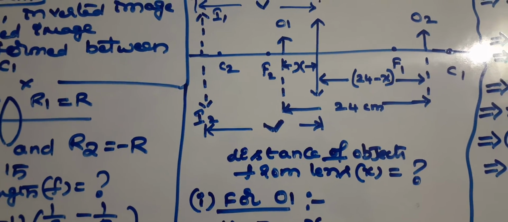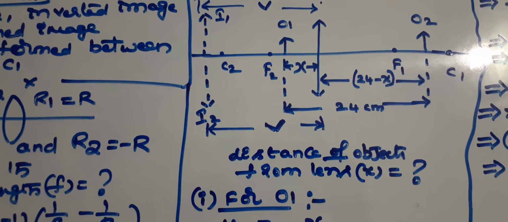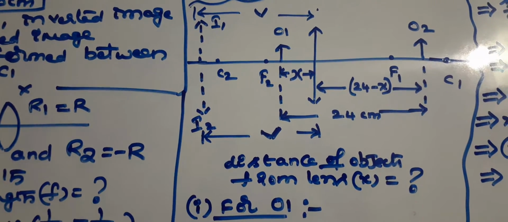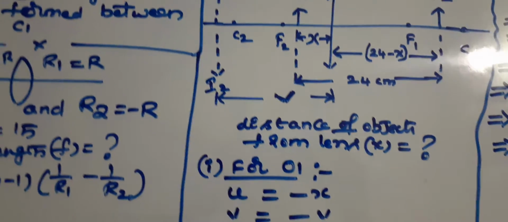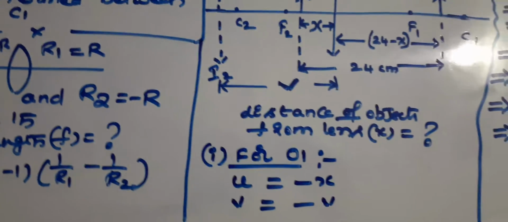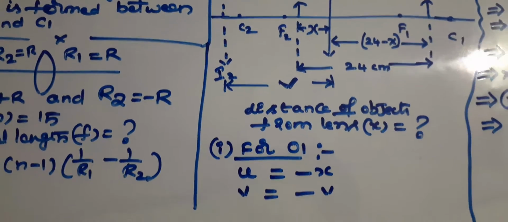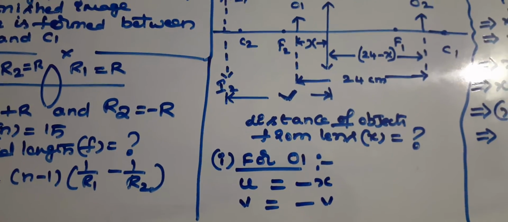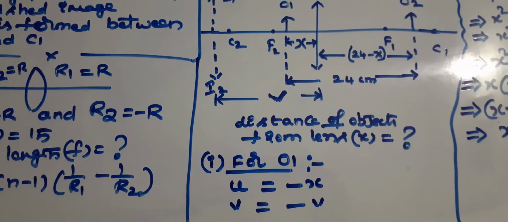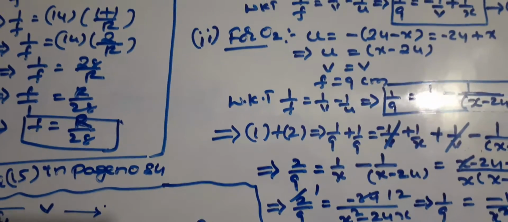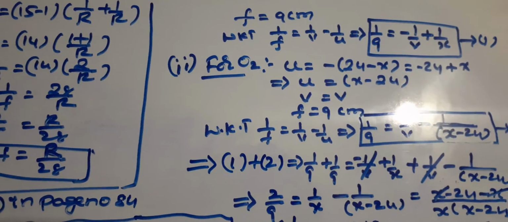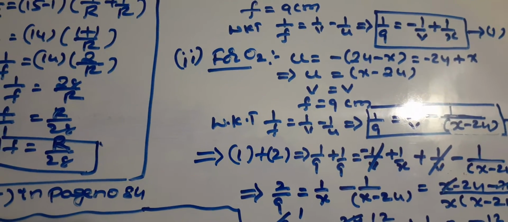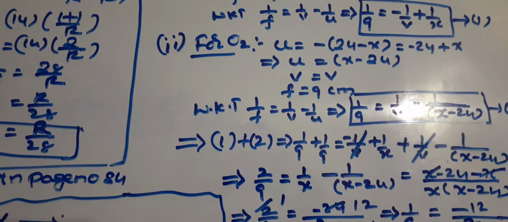So O1 to lens is X, O1 to O2 distance is 24 centimeter, and the distance from lens to object 2 is 24 minus x. For O1, from sign convention, students, object distance is minus x, image distance is minus v, and focal length of the lens is given in the problem, that is 9 centimeter. From lens formula we can get 1 by 9 equal to minus 1 by v plus 1 by x. This is taken as equation 1.